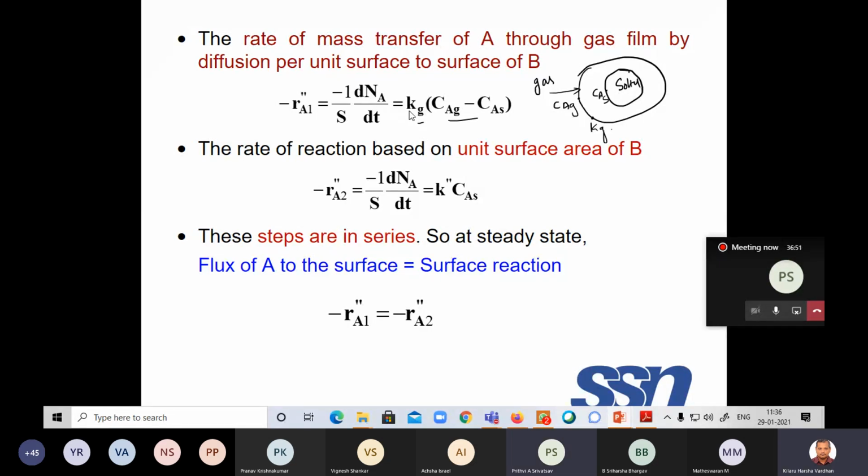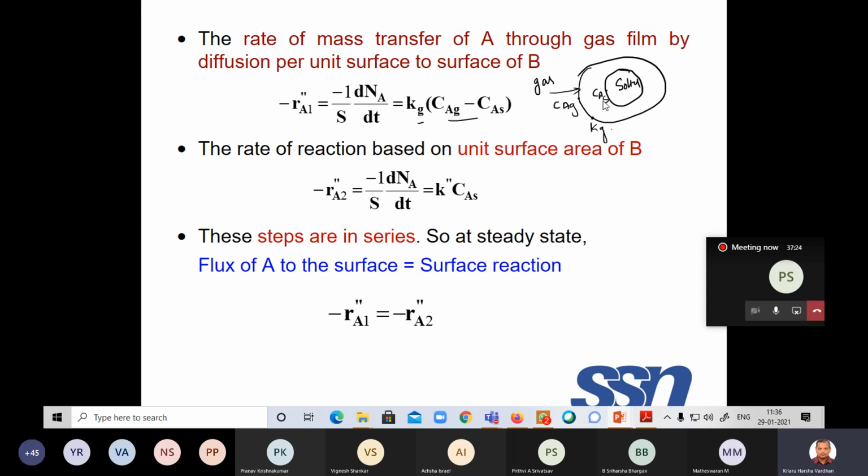K is nothing but kinetics. K into CA. What is K? The rate constant. Rate constant or mass transfer coefficient, or whatever you name it. So Kg is the mass transfer coefficient, or whatever it is, in the gas film. So there is a difference between this concentration and this concentration.